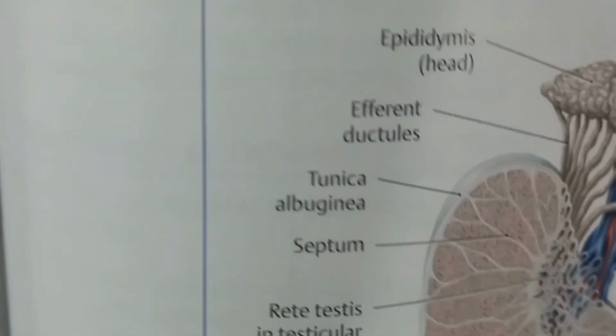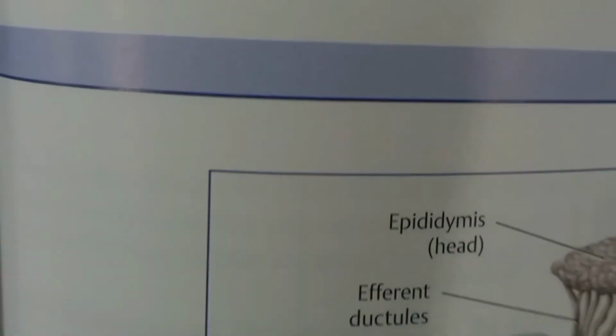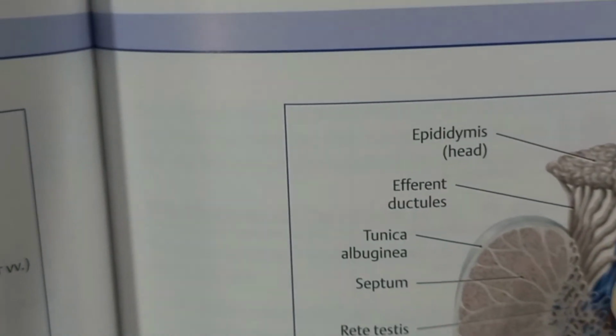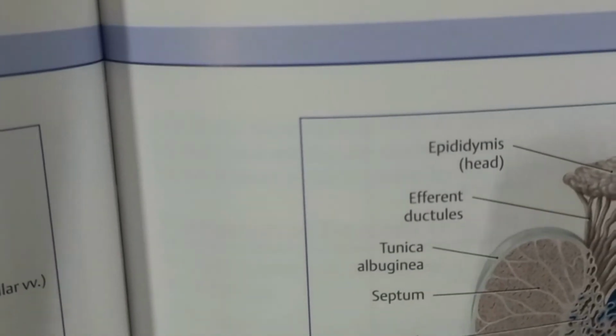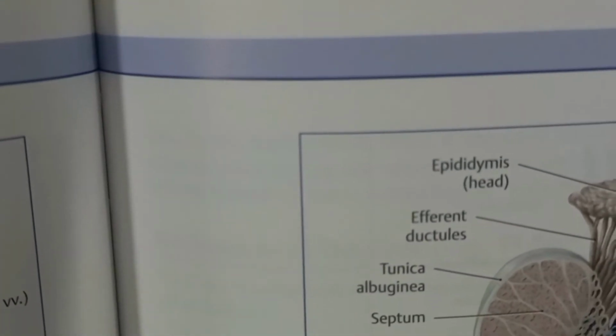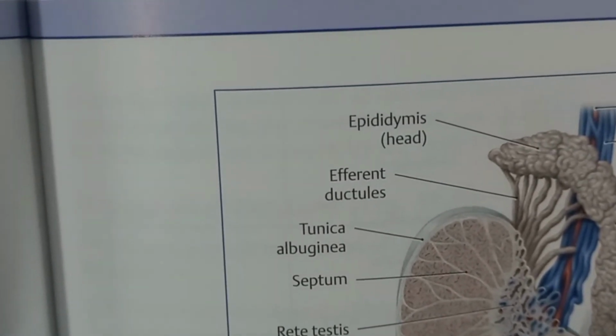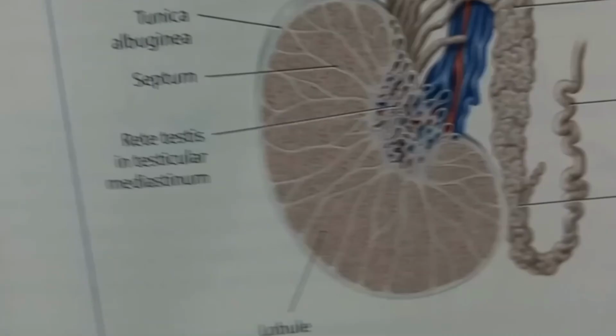I am one of the authors of this book, and I am thankful to Thieme for letting me use this book to show you one diagram from it. You can see this horizontal cut section diagram: these are the white septa going and dividing the testis into lobules, then the straight tubules, rete testis, and then the efferent ductules which are coiled in the head, and then form a single duct which is highly coiled to form the tail of the epididymis, and then the vas deferens is formed.